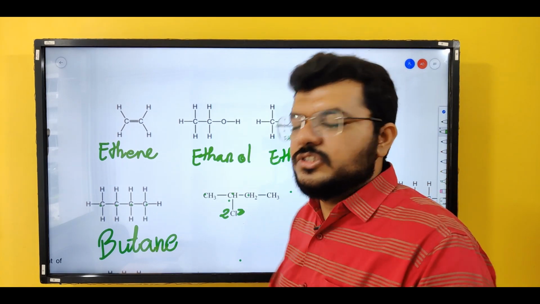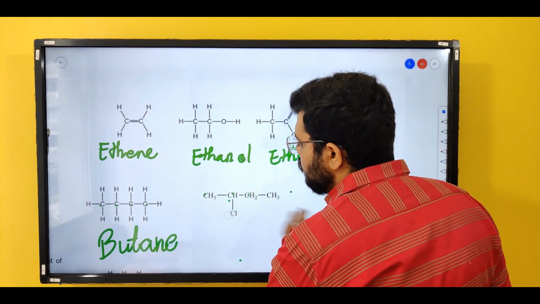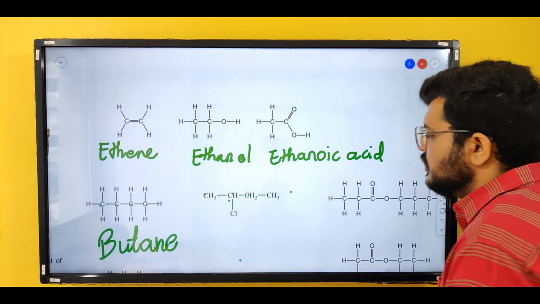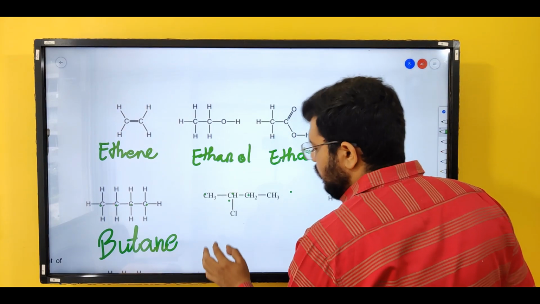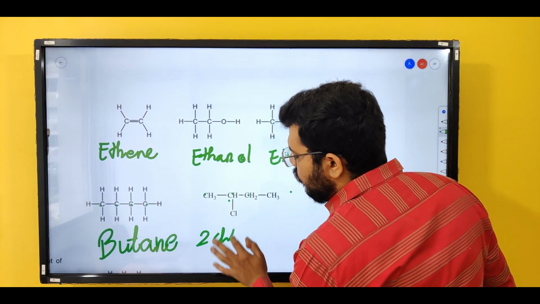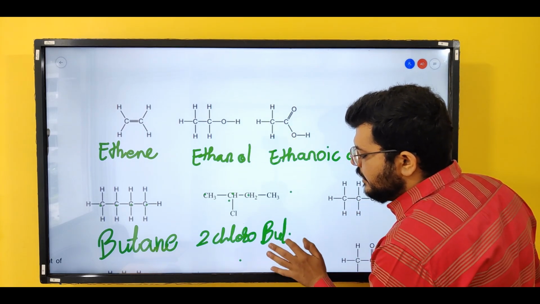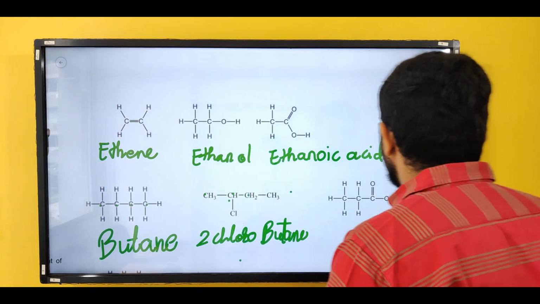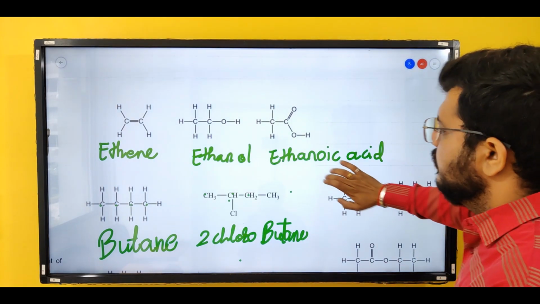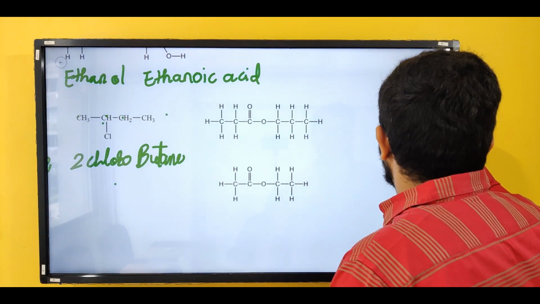We have to name the functional group in such a way that the carbon attached to that functional group gets the lowest number. So we have 2-chlorobutane, right? Because the chlorine is on the second carbon. Then we have another example. Let's see what this is.